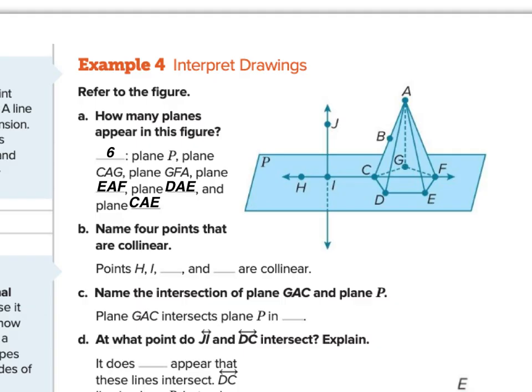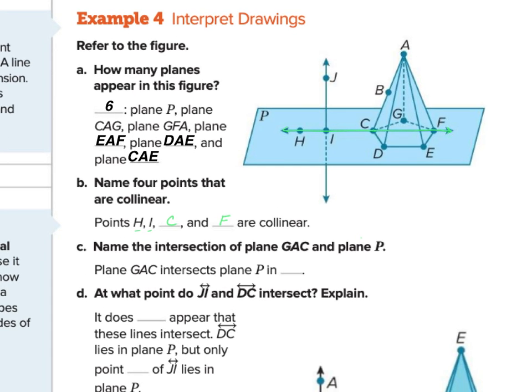So just using that as an example. It says, name 4 points that are collinear. Well, there's actually only one spot that is collinear. 4 points that are collinear, sorry. Here I have H, I, C, and F all reside on the same line. So H, I, C, and F are collinear.